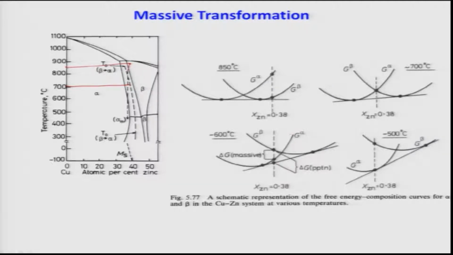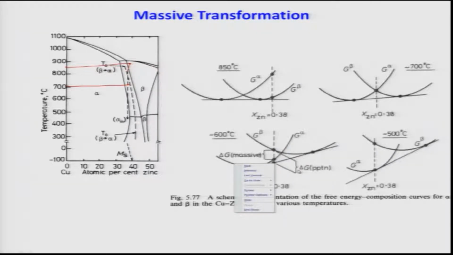As you see here, this is the alpha, this is the beta free energy, the G curves. Now, I can tell you that this is the precipitation. So, I draw a common tangent between them. If I do a common tangent, this is my G for the mixture of alpha and beta. The difference between this point and this point on the common tangent will give you delta G precipitation.